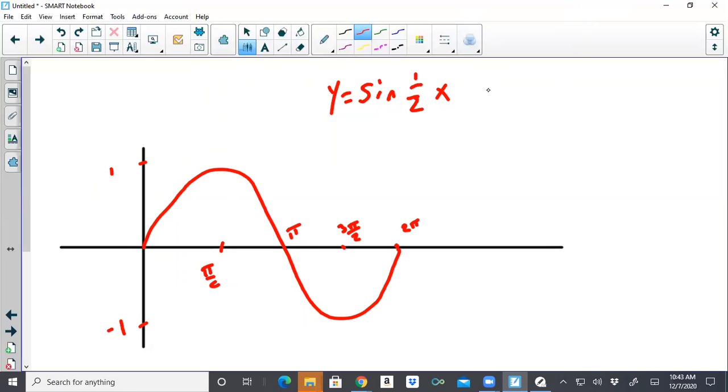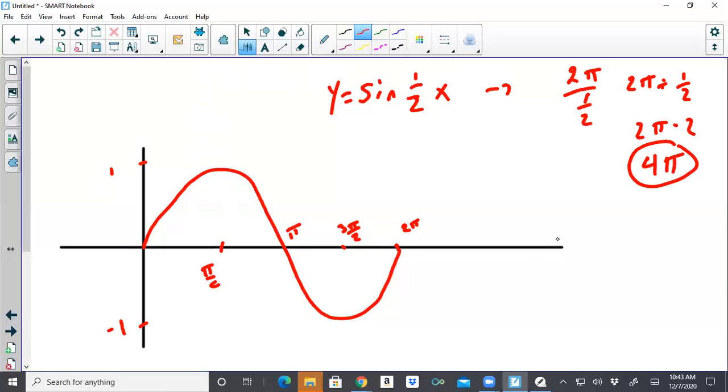So now if I want to find the new period of this thing, I'm just going to take 2 pi and I'm going to divide it by whatever b is. So 2 pi divided by 1/2. We know that that's the same thing as saying 2 pi times 2. So my new length for my period is going to be 4 pi. So that means that if pi was my halfway point, now 2 pi is going to be my halfway point for my new graph, and 4 pi is going to be the ending point.